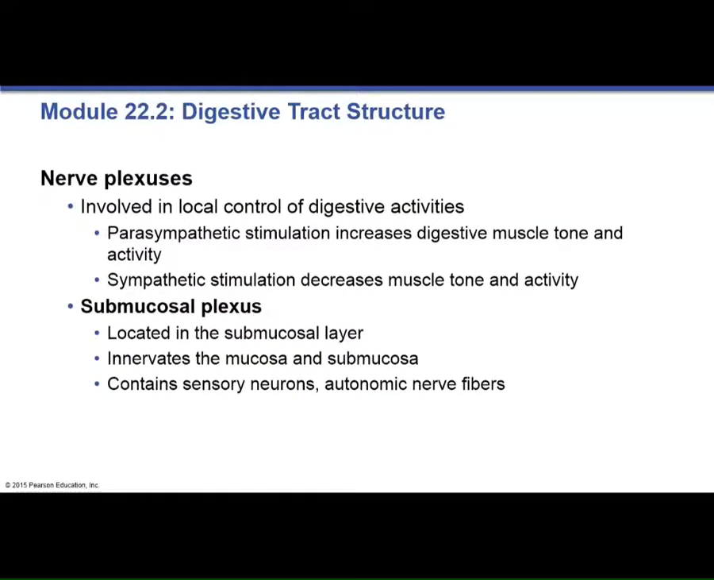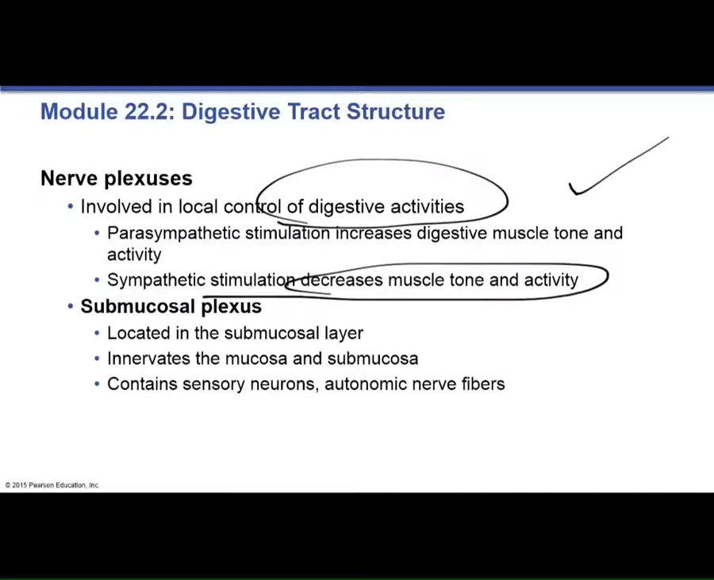There are also some nerve plexuses here. You have more nerve endings in your gut than in any other organ of your body, and those nerve plexuses are going to be controlling, from a nervous system standpoint, the control of digestive activities. You know that the parasympathetic nervous system is going to increase digestive muscle tone, bring more activity, digestive processes to the digestive system, and sympathetic stimulation, you know, will decrease that same activity.